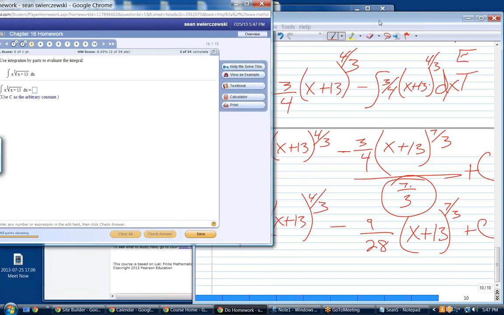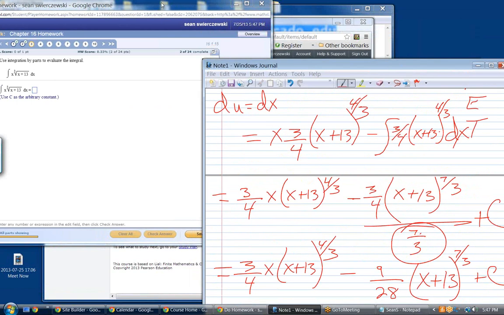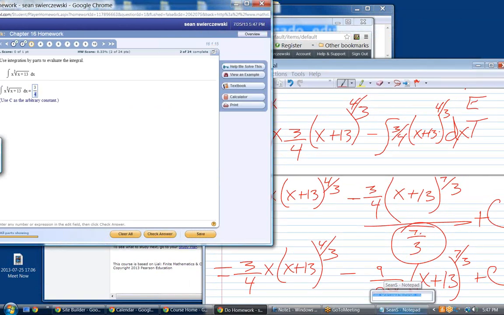Whoops, hold on. I got to get to a point where I can see both at the same time. 3/4 x times x plus 13 raised to the 4/3. They do not make it easy. Now, minus 9/28 times x plus 13 raised to the 7/3 plus c.